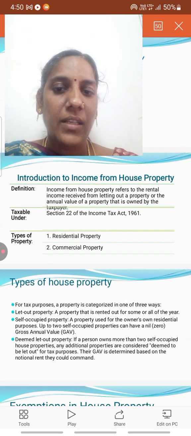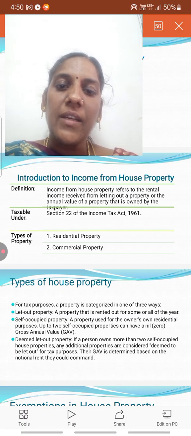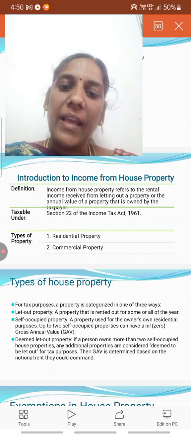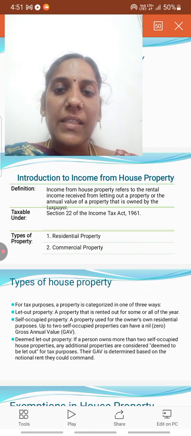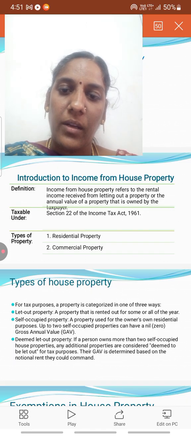First of all, the definition. Income from house property refers to the rental income received from letting out a property, or the annual value of property that is owned by a taxpayer or assessee. It is taxable under section 22 of the Income Tax Act, 1961.